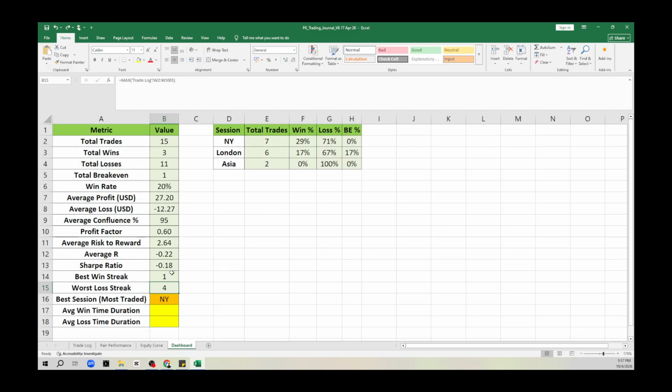So that's where this will come in handy. Right now, it's nothing yet. It's still small numbers, right? So we don't see anything yet. We need more data. And then best session, the most traded session has been New York.